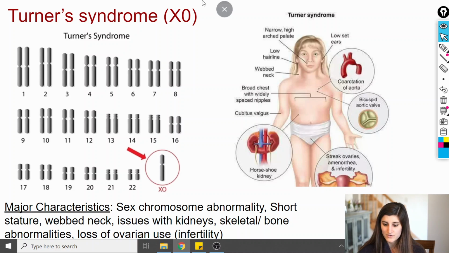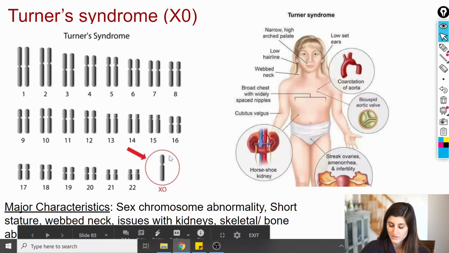Turner syndrome now is actually when an individual only inherits 1 X chromosome. So it's still a female, but you can see with this karyotype, all of these were normal except they only got 1 X chromosome. So here are some of the characteristics that are associated with Turner syndrome.